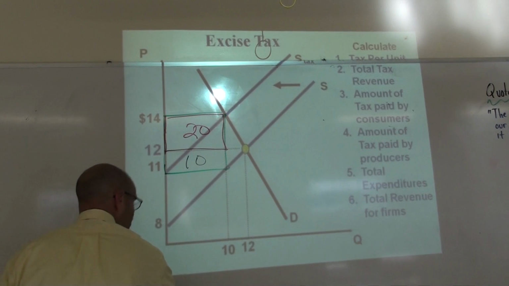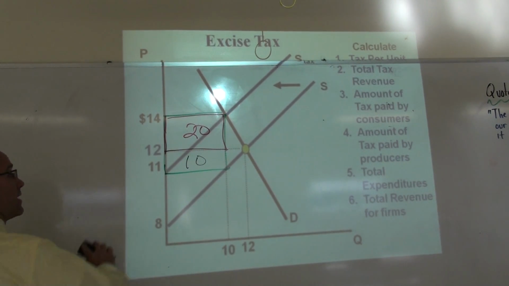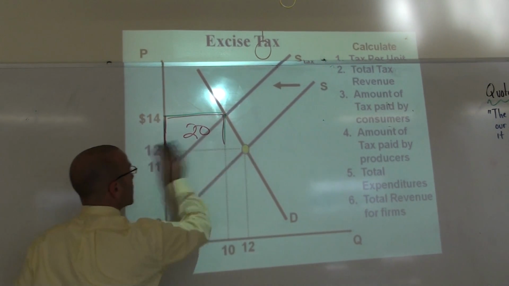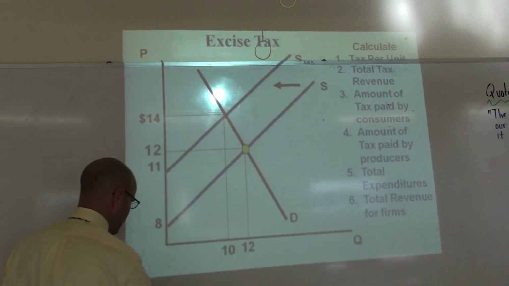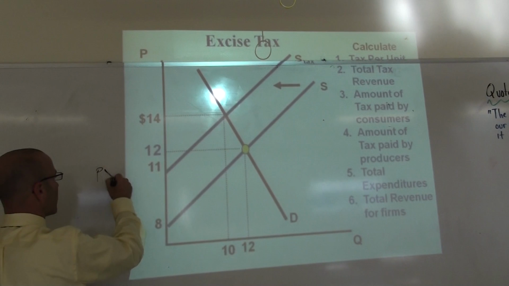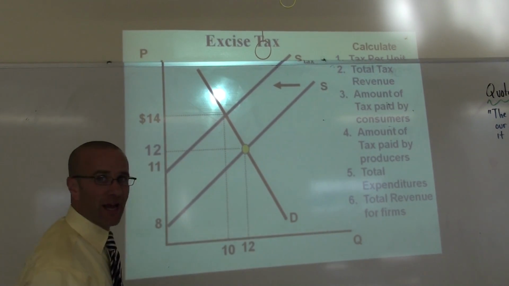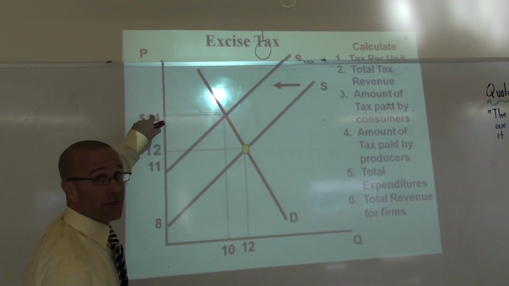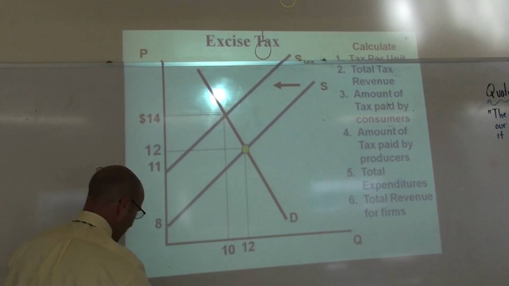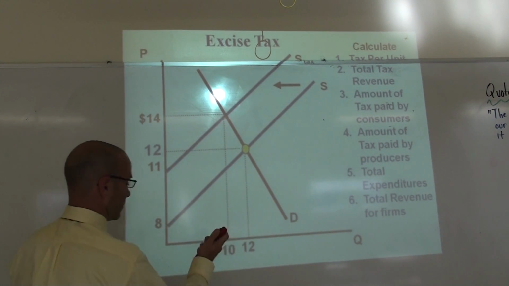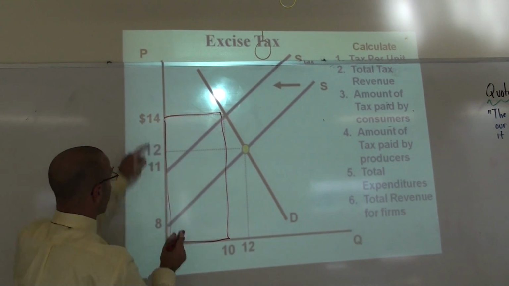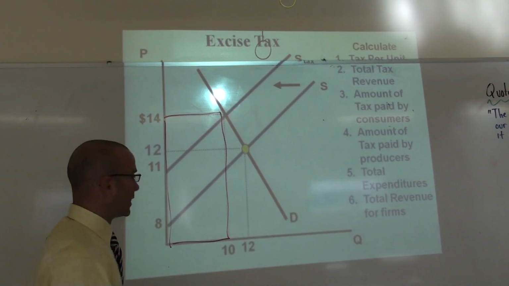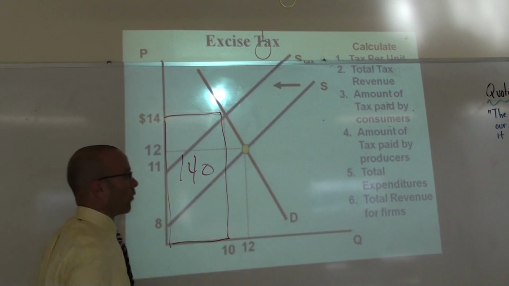Now, question number 5. What is the total expenditures? What does that mean? Total revenue is what they're asking here. Total expenditures, total revenue, same thing. Total revenue is P times Q. Well, what's the price? $14. What's the quantity? 10. Total revenue is the big rectangle right here. 14 times 10. For you people who like numbers, 140.